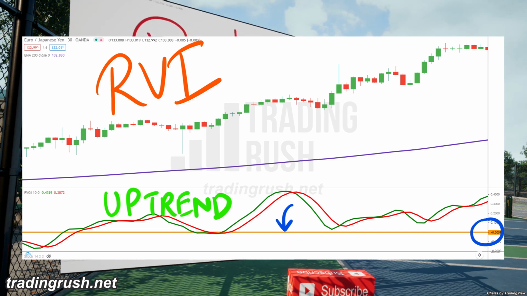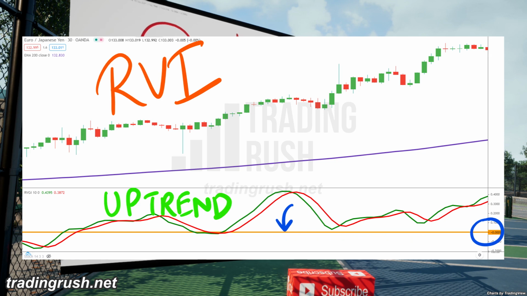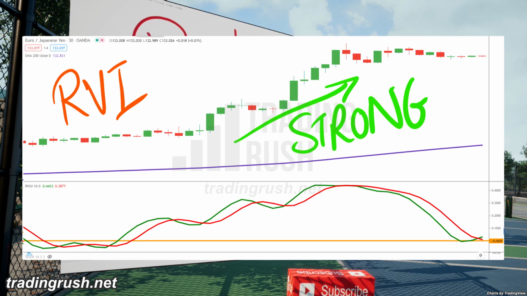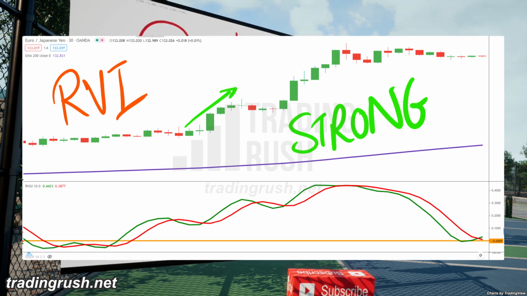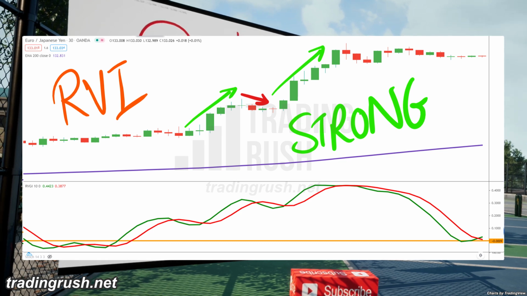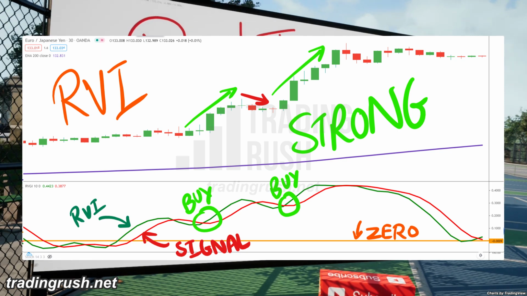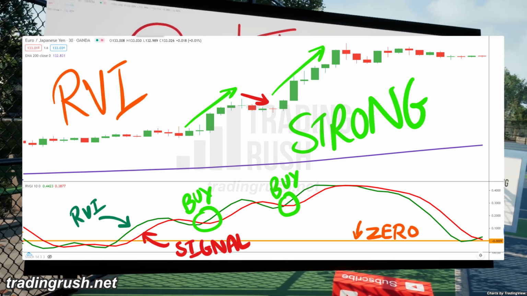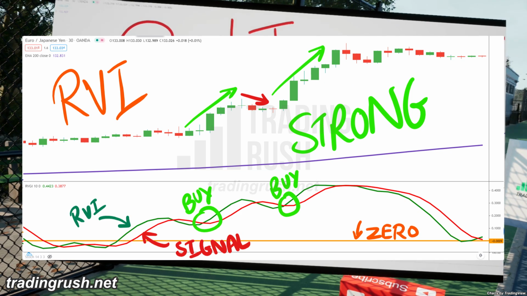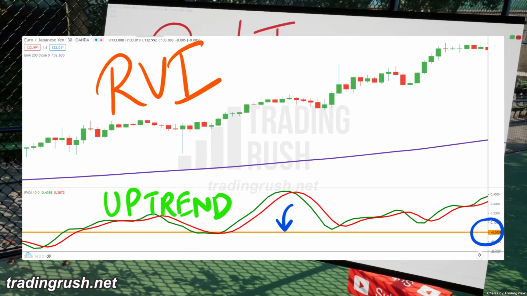But since the RVI line oscillates around the zero line, the Relative Vigor Index generates two different kinds of entry signals. You see, in a strong uptrend, the price makes a move in the upward direction, then slows down a little, and makes a strong move in the upward direction again. In one of the widely used RVI strategies, you buy when the RVI line crosses above the signal line, only if the crossover is above the zero line. That makes sense, because the RVI line above the zero line indicates an uptrend.